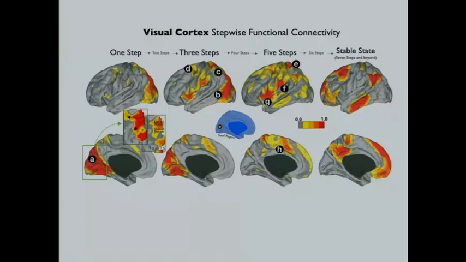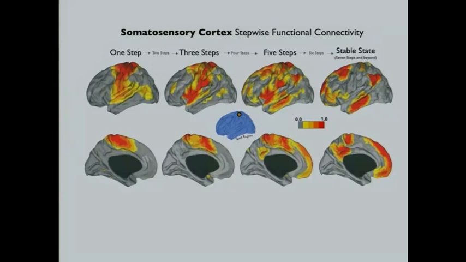But what is for me even more interesting is that in these five steps maps, we have a set of regions, E, F, G, and H, that are interfacing the connectivity from the primary cortex to the cortical hub. So this network seems to be in between these two networks.